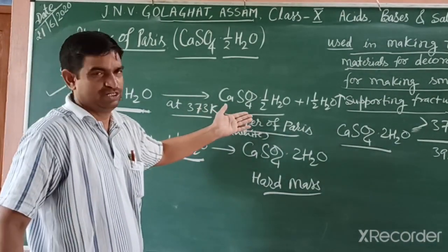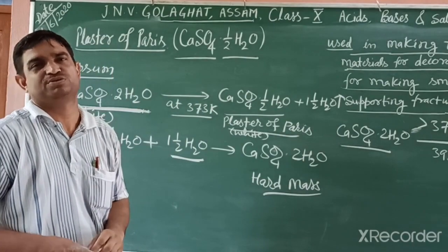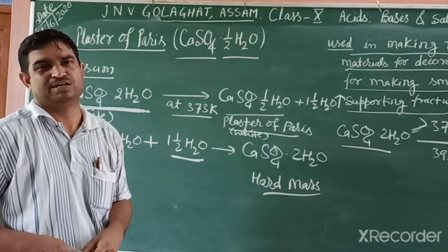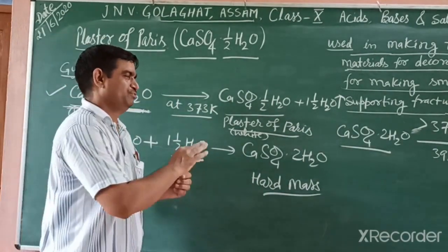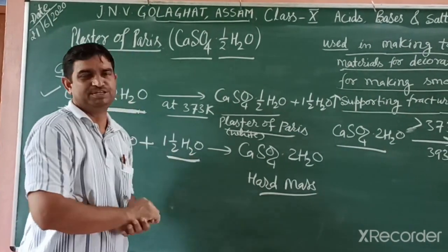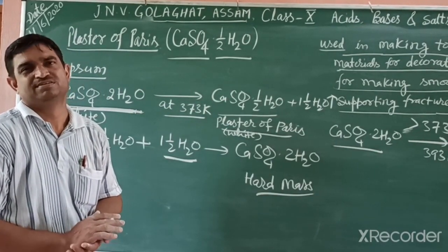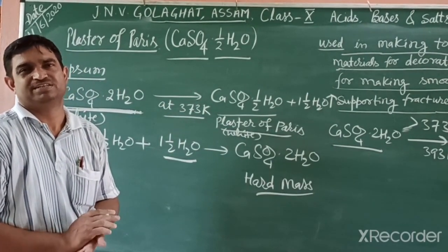In another set there was calcium sulfate hemihydrate plaster. The question comes on plaster of Paris also. So write carefully, and see the earlier videos. In the next video we will start the first chapter, chemical reactions.